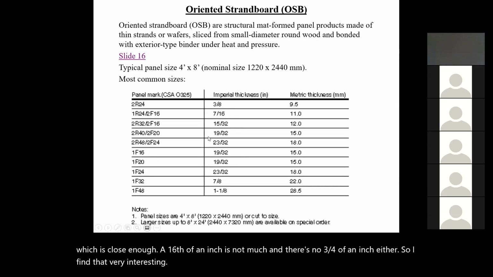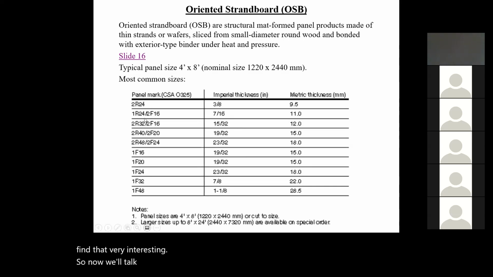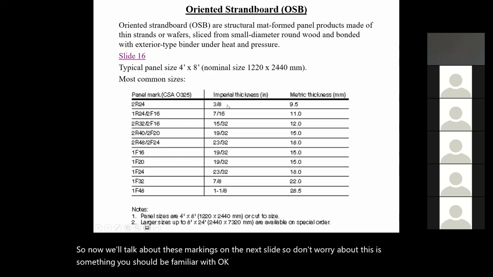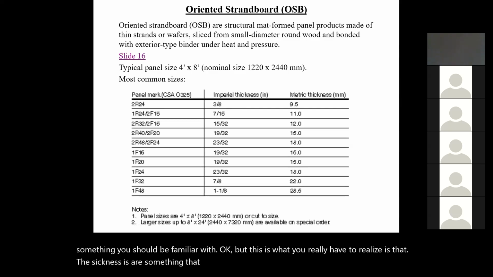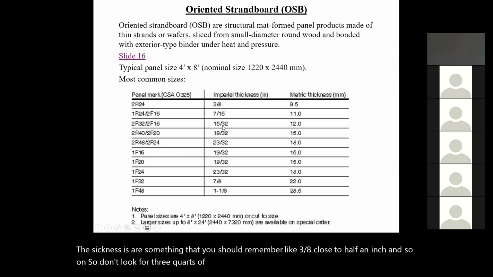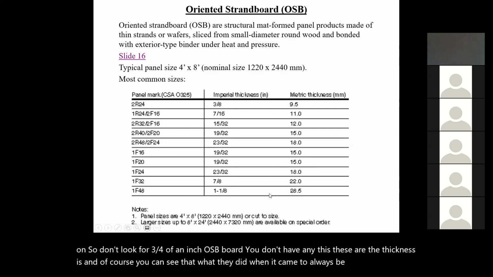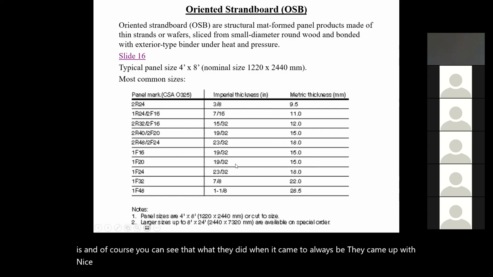So now we'll talk about these markings on the next slide. So don't worry about this. This is something you should be familiar with, okay? But what you really have to realize is that the thicknesses are something you should remember, like 3/8, close to 1/2 inch, and so on. So don't look for 3/4 of an inch OSB board. You don't have any. These are the thicknesses, and of course, you can see that when it came to OSB, they came up with nice metric values, and then they kind of made very fractional values in imperial, which is a start, you understand?